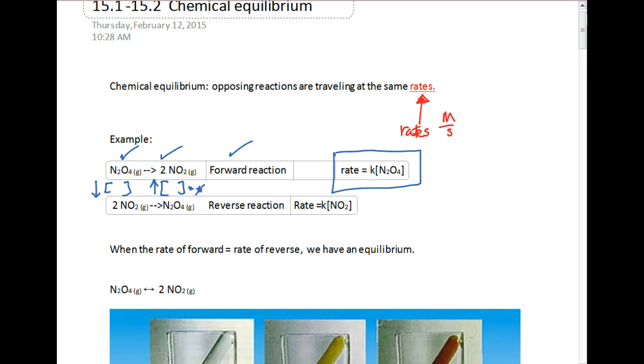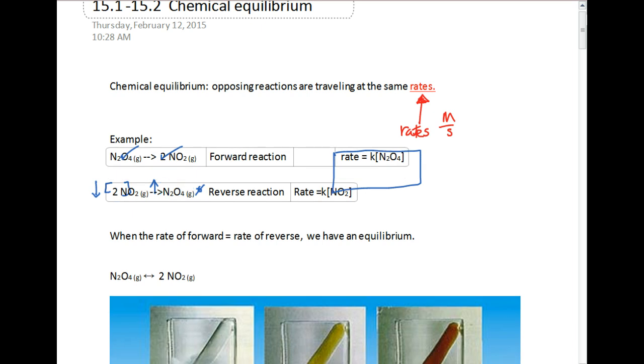We'd call this the forward reaction, and we could write the rate law based on this reaction over here. Rate is equal to k [N2O4], and of course experimentally we'd have to determine the rate law or the order of this reaction.